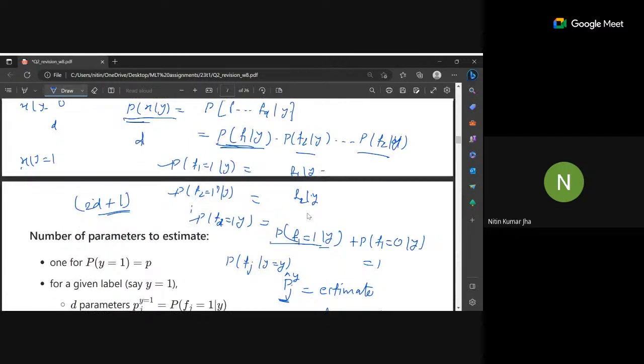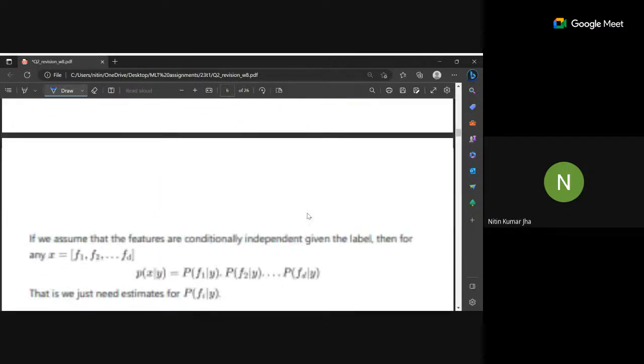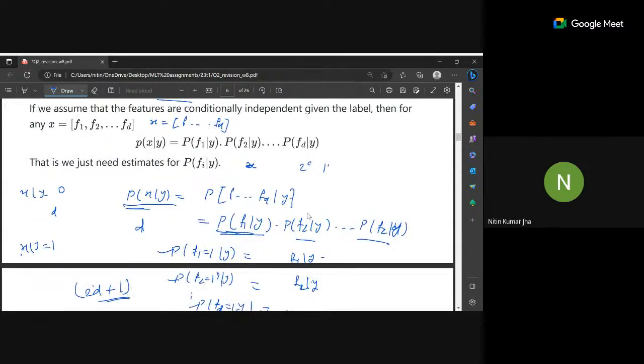Now, this is all about the number of parameters, how many parameters you have to estimate, right? Throughout the lecture, we are assuming the naive condition. It means that given the labels, we are assuming the features are independent of each other.